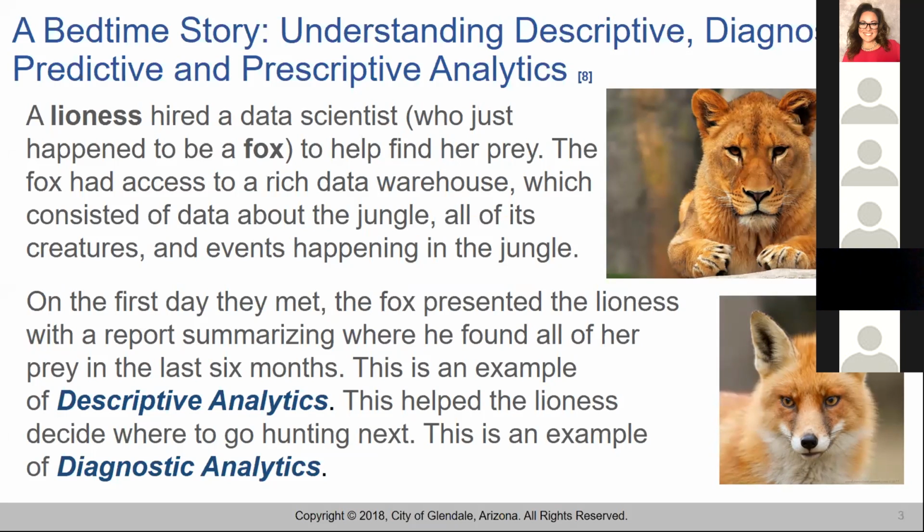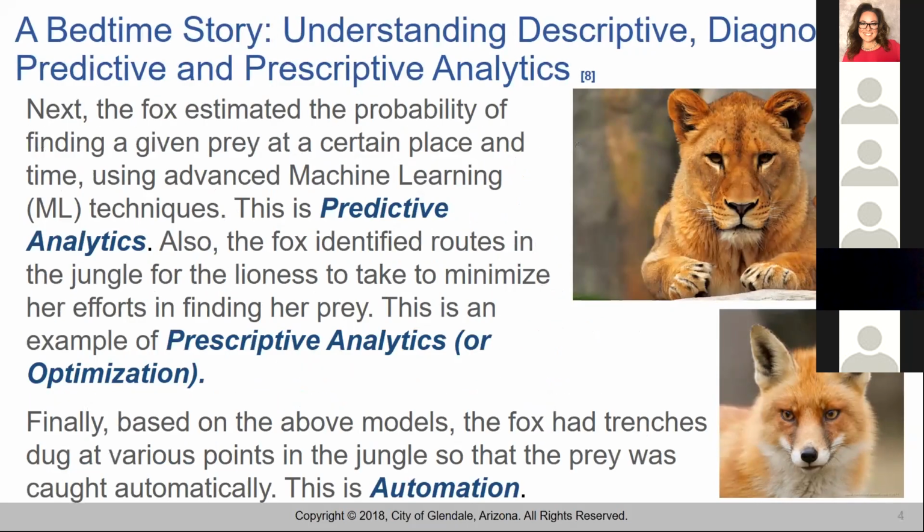This is an example of descriptive analytics. Then the lioness used this to decide where to go hunting for her prey. This is an example of diagnostic analytics. Next, the fox estimated the probability of finding a given prey at a certain place and time, and he did this using machine learning techniques. This is called predictive analytics.